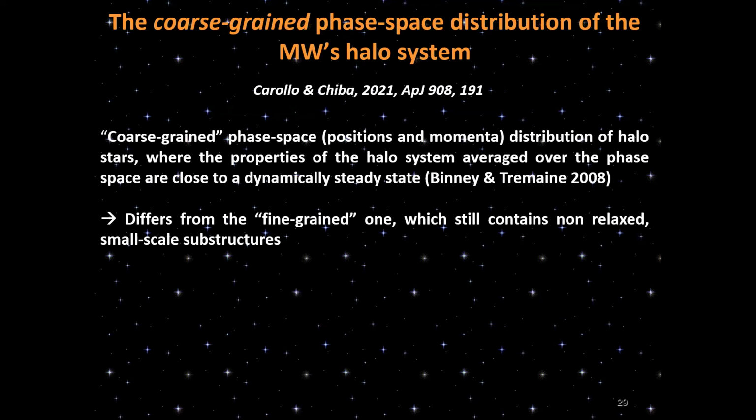And this differs very much from the fine-grained one, in which basically we have two distribution functions in phase space, the coarse-grained and the fine-grained. The fine-grained distribution function can recognize structures in the halo that are still not relaxed, not well phase-space mixed. When we look at the halo with the coarse-grained distribution function, it is like the system is closer to a dynamical steady state, like in equilibrium.